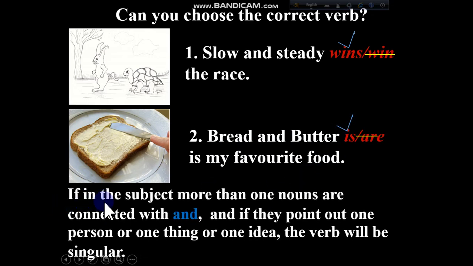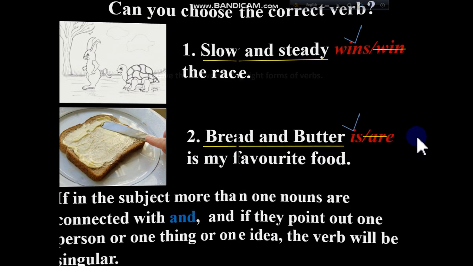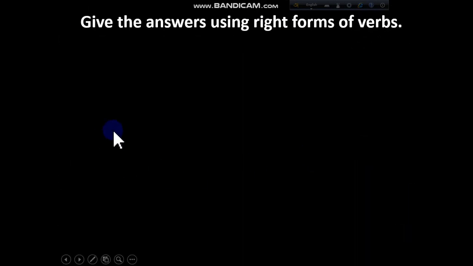This is the rule. You must write it down. If in the subject more than one noun are connected with and if they point out one person or one thing or one idea, the verb will be singular. I hope you have understood. Now answer using the right form of verbs.